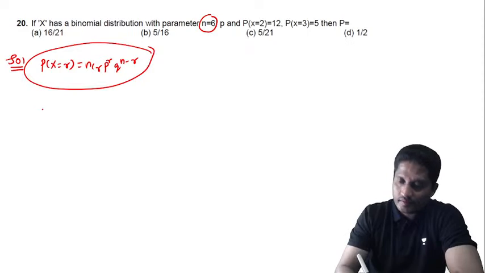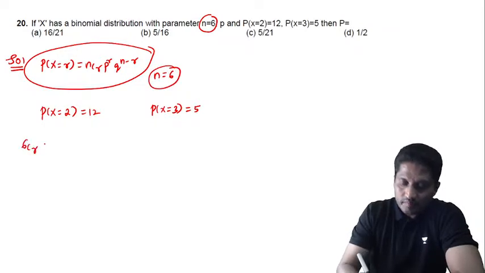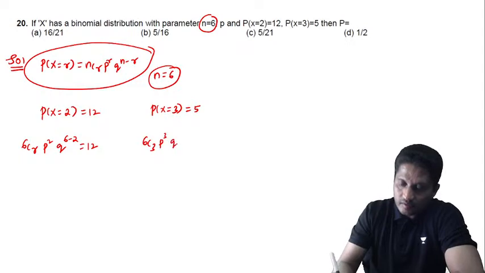P of x equal to 2 is equal to 12 and P of x equal to 3 is equal to 5. P of x equal to r is nCr, n is equal to 6. This is nCr p to the power r q to the power of n minus r is equal to 12. Again, this is P of x equal to r is nCr p to the power r q to the power of n minus r is equal to 5.